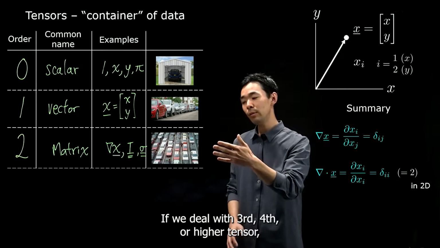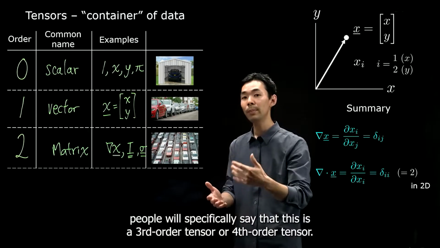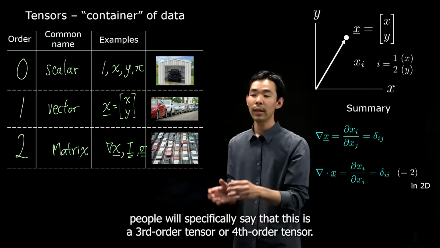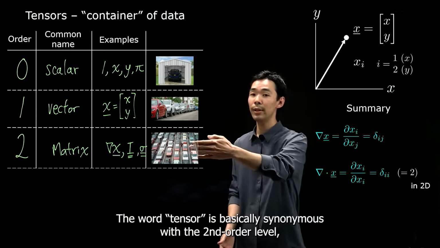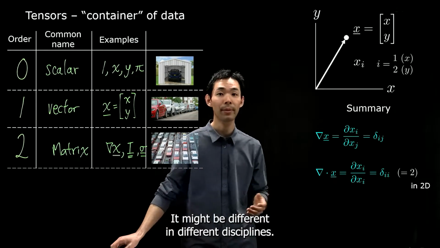Now, if commonly we deal with third or fourth order or higher order tensors, if that comes up, people will specifically say this is a third order tensor or fourth order tensor. The word tensor is basically synonymous with this level, at least in my discipline of fluid mechanics. It might be different in different disciplines.